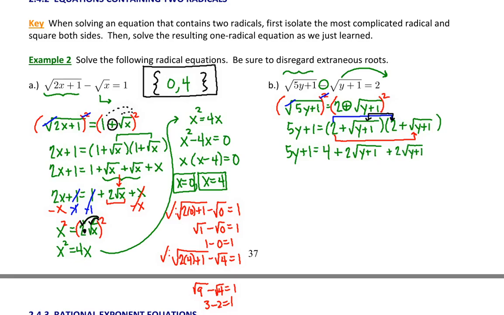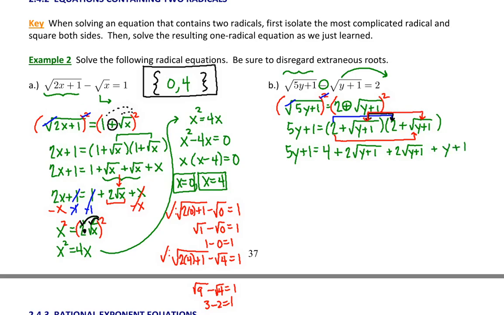And then finally, we can multiply our last terms, square root of y plus 1 times the square root of y plus 1. Remember, when you multiply a radical by itself, it cancels that radical, at least for a square root, so that gives us y plus 1.